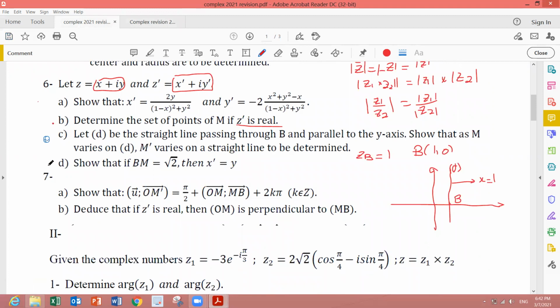Part D. Show that if BM equals radical 2, then x prime equals y. If BM equals radical 2, I need to prove that x prime equals y. You know that BM is the distance between B and M. How to calculate the distance between 2 points? It is the modulus of ZM minus ZB.